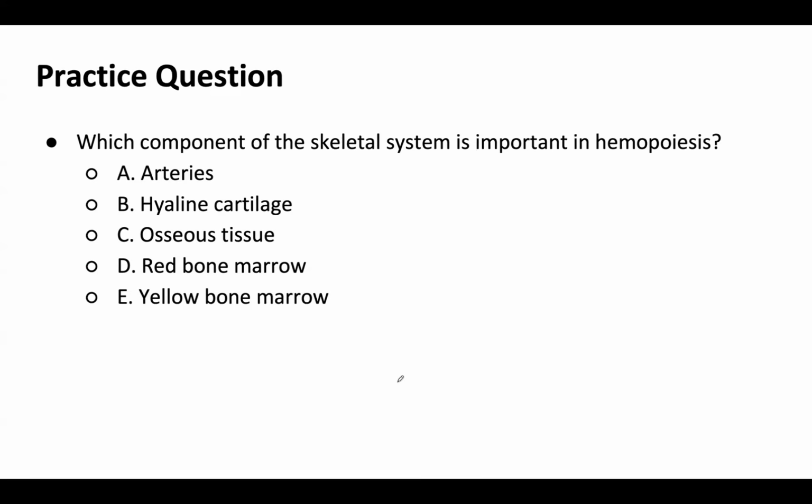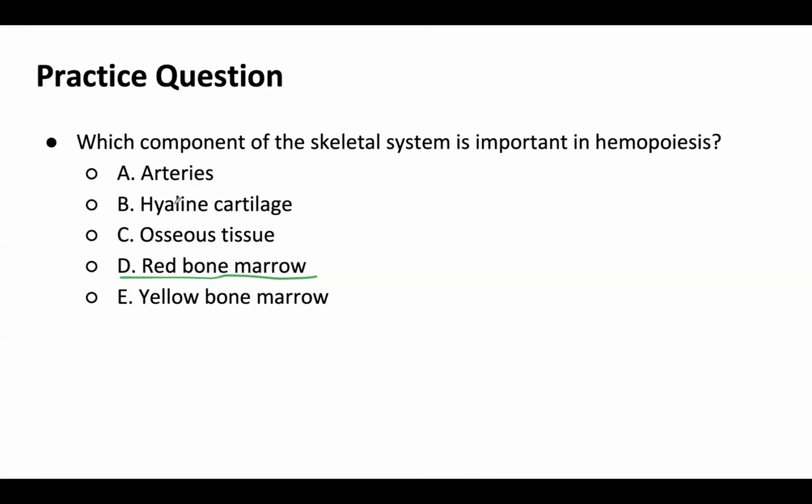Which component of the skeletal system is important in hemopoiesis? So pause the video if needed. And when you are ready for discussion, I hope that you have landed on D, red bone marrow, as being the correct answer. It is the only answer choice here that is a blood-forming tissue.